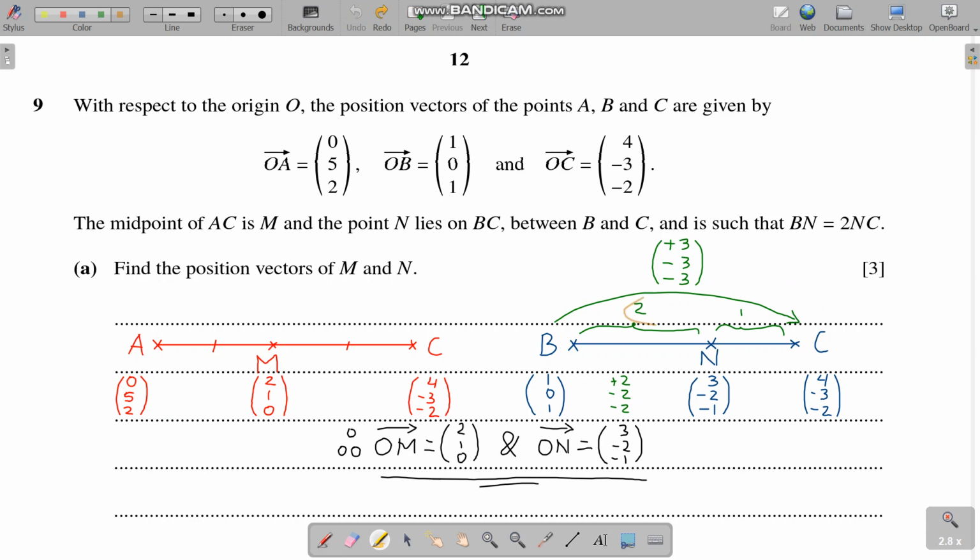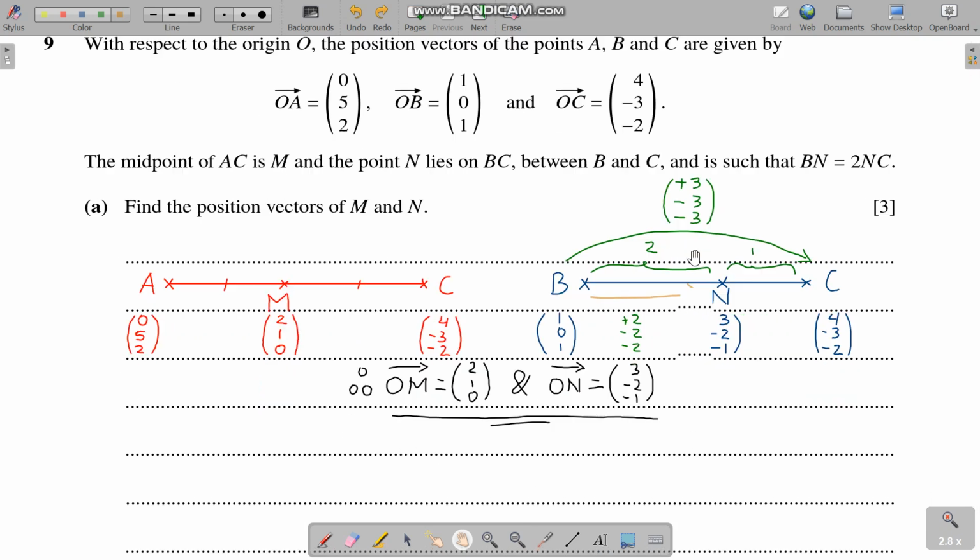Now, due to this ratio, of course, the process from B to N would be 2/3 of that. So 2/3 of everything here. So instead of plus 3, this is plus 2. Instead of minus 3, this is minus 2, and minus 2. Okay, so just do 1 plus 2, we get 3. 0 minus 2, 1 minus 2, we get the coordinates of N. So that's how we find the coordinates of M and N.